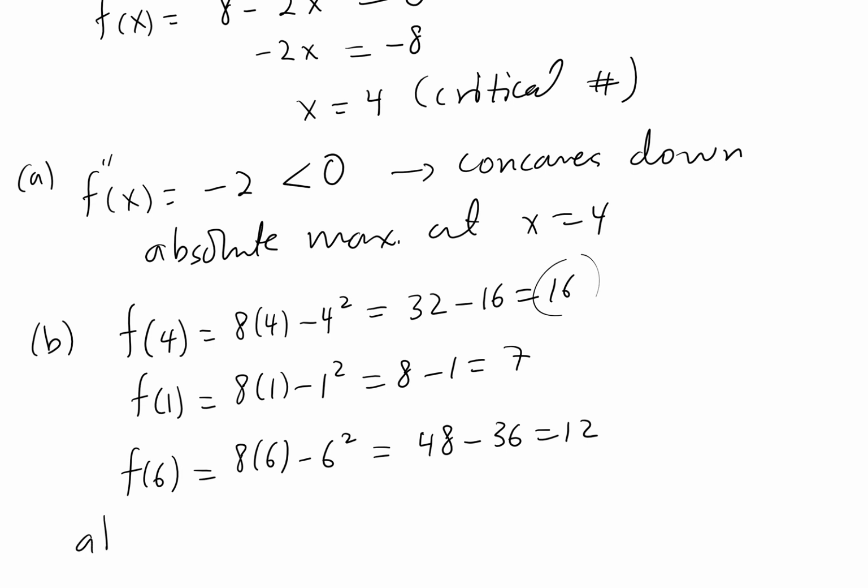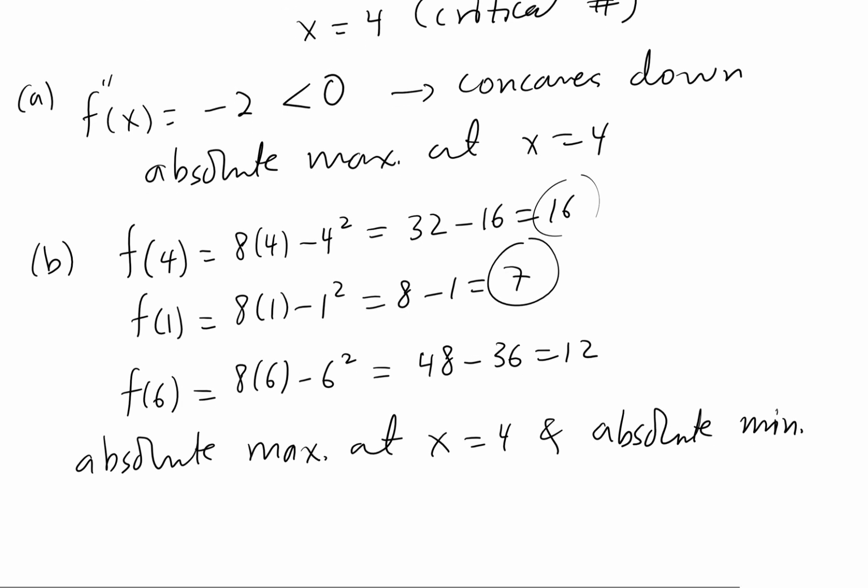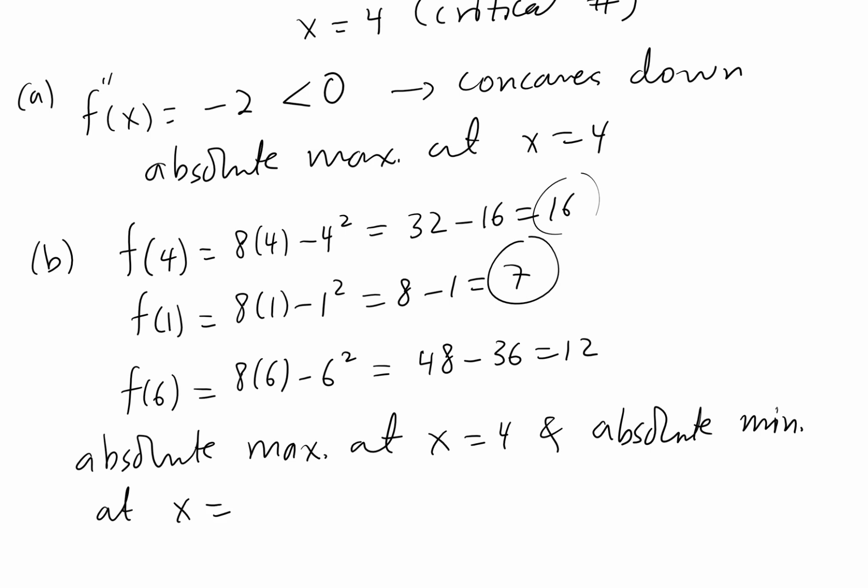Notice 16 gives us the max. So there's an absolute maximum at x equals 4, and the least is 7, an absolute minimum at x equals 1.